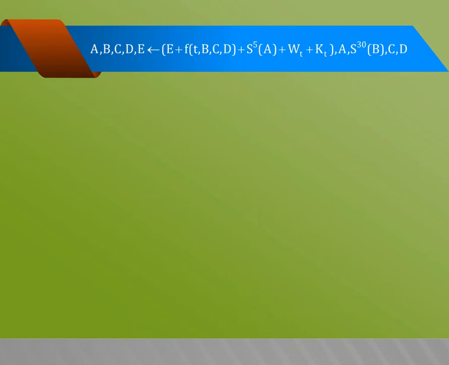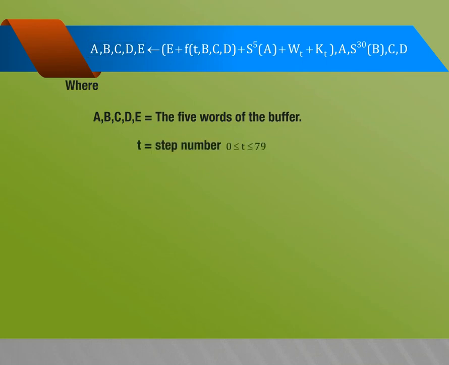A, B, C, D, E is equivalent to E plus f of t, B, C, D plus S power 5 of A plus Wt plus Kt, A, S power 30 of B, C, D, where A, B, C, D, E are the 5 words of the buffer. t is the step number, where 0 is less than or equal to t less than or equal to 79.